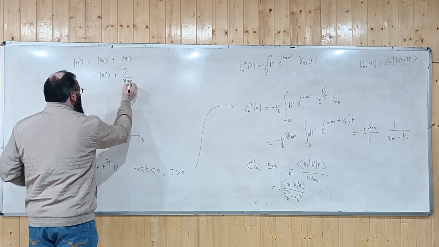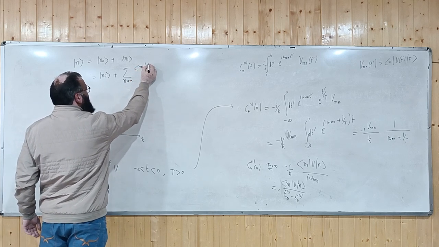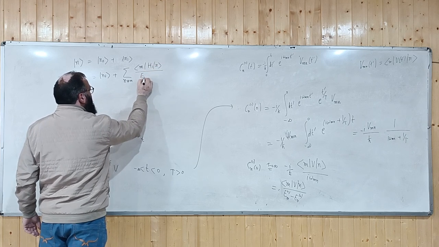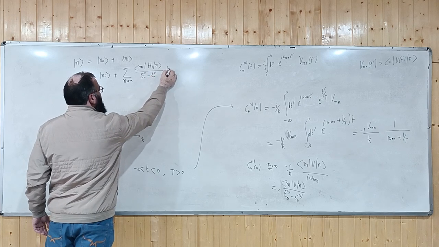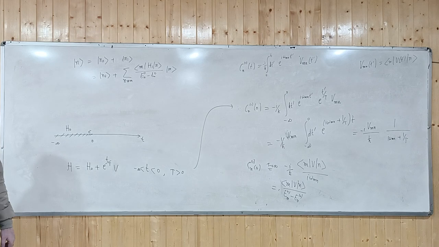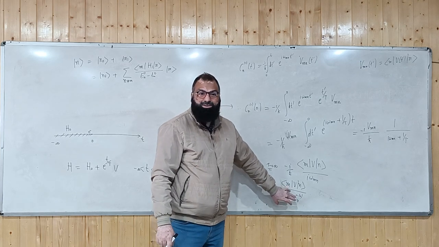n is not equal to m. H1 N divided by EN naught minus EM naught, then M. Clear? So this is the result: the first order correction to the wave function. So that means these will simply represent the coefficients to the first order correction.